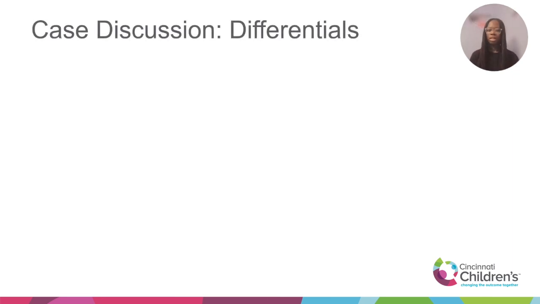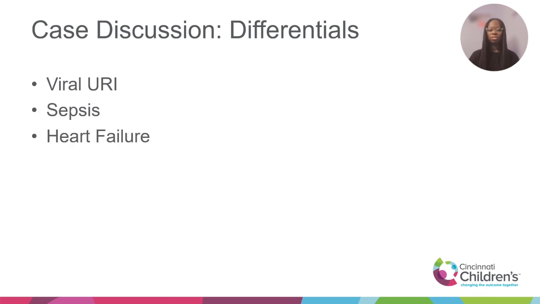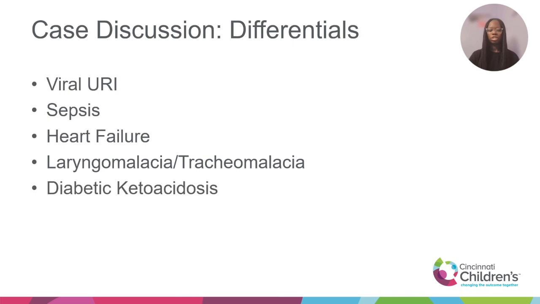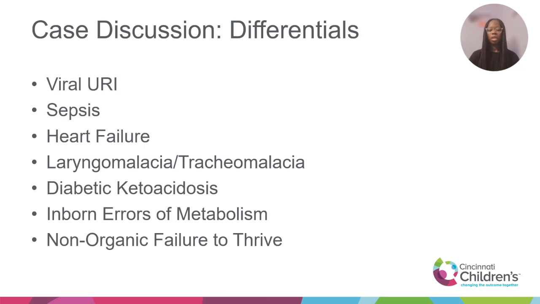Before we get to the final diagnosis, here are some of the differentials considered by the floor team on admission given the history: viral URI, sepsis, heart failure, laryngomalacia, tracheomalacia, diabetic ketoacidosis, inborn errors of metabolism, non-organic failure to thrive.